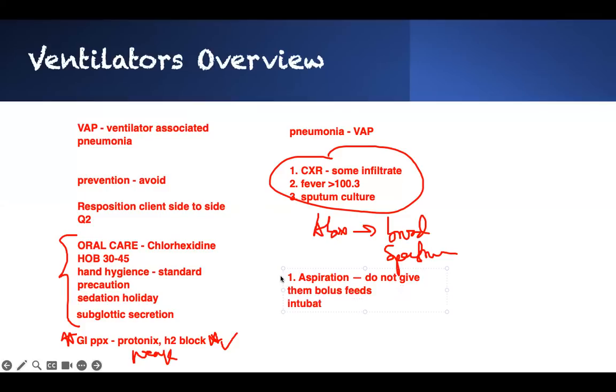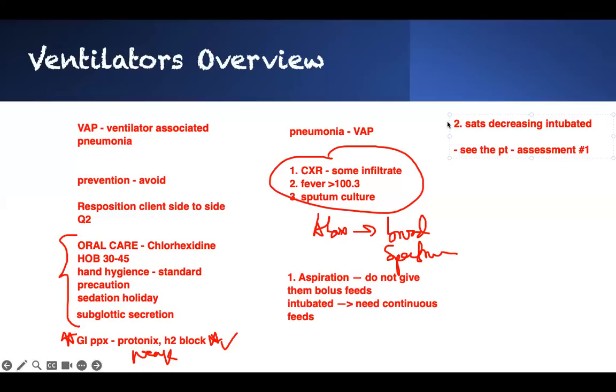Somebody intubated, this is key. You have to write it down. Intubated patients need continuous feeds. Everybody who is intubated, you need continuous slow feeds. Two, changing condition. If the patient is dropping or decreasing and is intubated, what would you do? Patient sats is dropping and is intubated. The first thing you need to do is see the patient. So assessment is number one. Whenever your patient sats is dropping or anything like that, assess the patient.